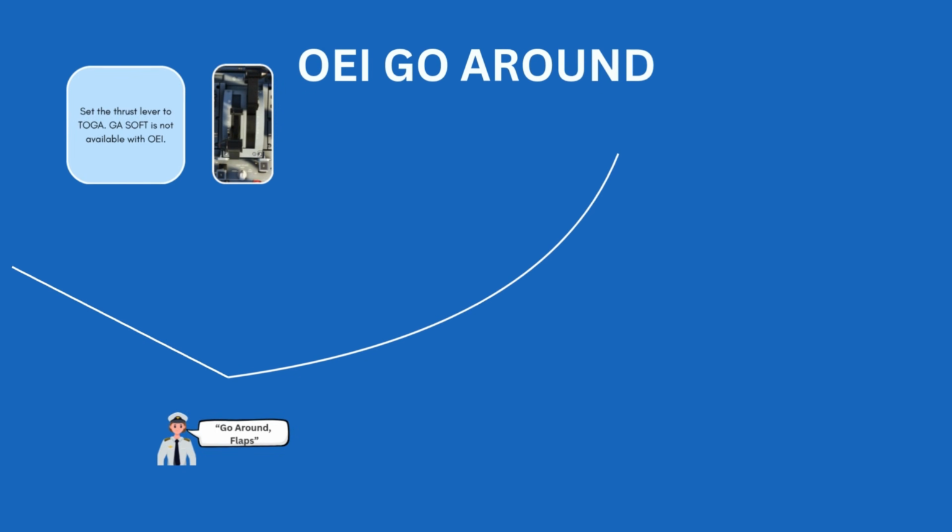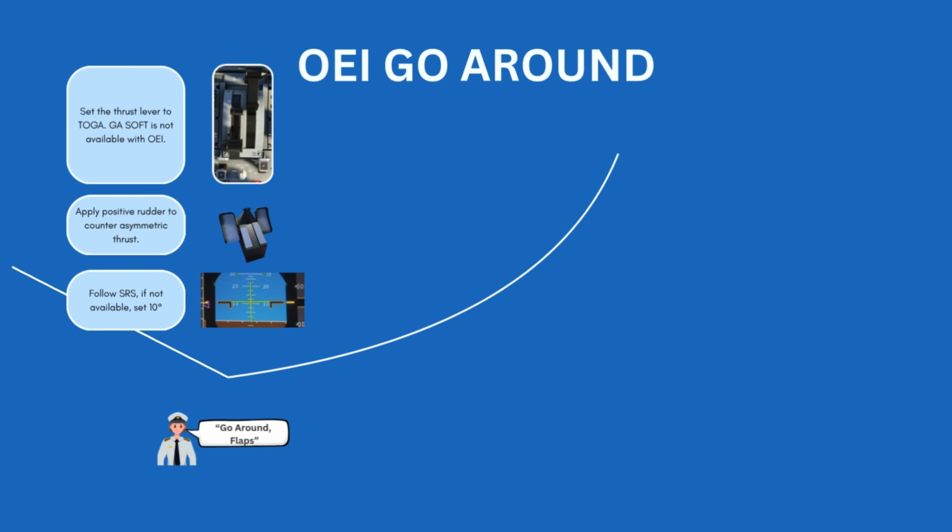A single engine go-around has specific considerations, and it is flown as follows. The call from pilot flying is, go around flaps. Set the thrust lever to TOGA. Go around soft is not available with one engine inoperative. Apply positive rudder to counter the asymmetric thrust. More rudder is required as we set TOGA thrust. And center the beta target. Follow the SRS. If it is not available, set 10 degrees.